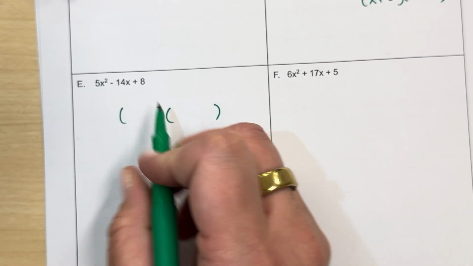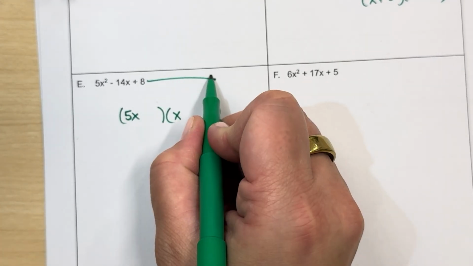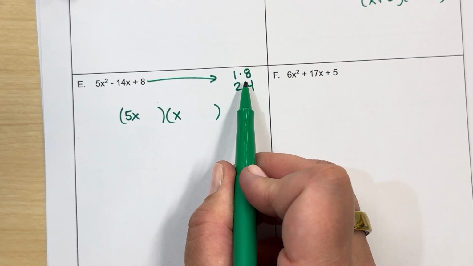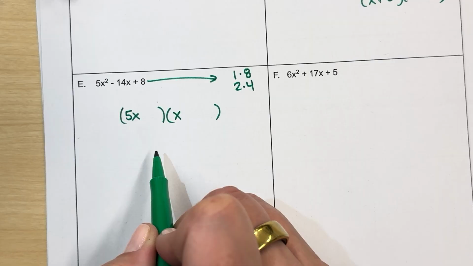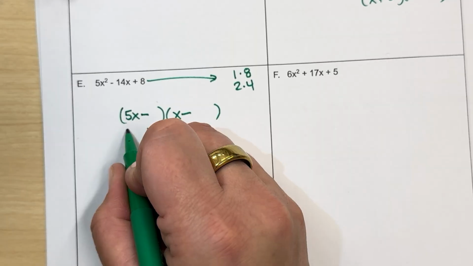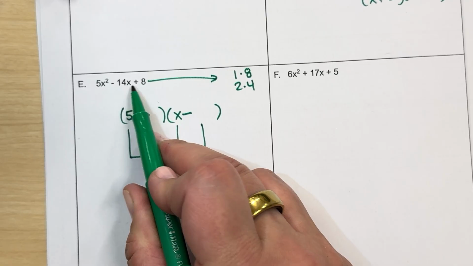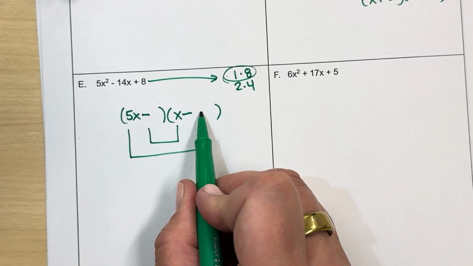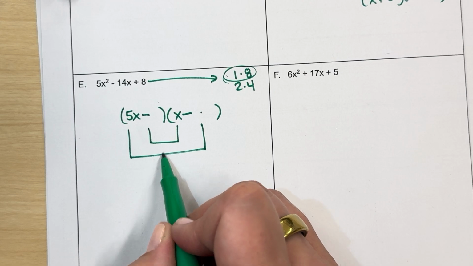Factors of the first term go in the first spots. 5x times 1x. Factors of 8: 1 times 8, 2 times 4. I'm not sure which ones yet, but I do know for a fact that my signs have to be the same, and because the first sign is a minus sign, that means they're both minus signs. So if I'm thinking about what my bridges are going to look like, which ones might get me closer to a 14? If I plug in an 8 here, this bridge is going to give me 40. If I plug in an 8 here, I'm going to get an 8 and a 5 for my bridges.